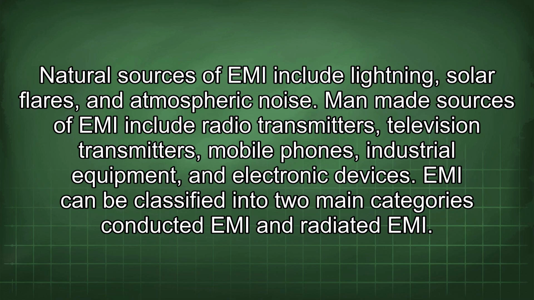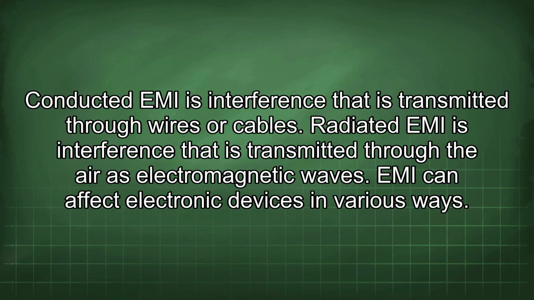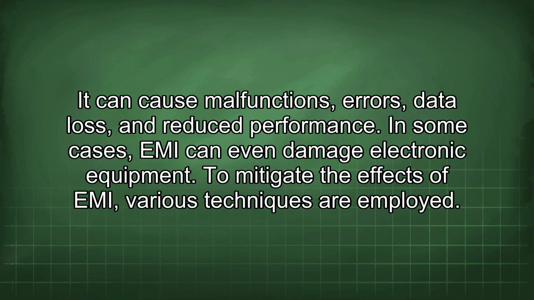EMI can be classified into two main categories: conducted EMI and radiated EMI. Conducted EMI is interference that is transmitted through wires or cables. Radiated EMI is interference that is transmitted through the air as electromagnetic waves. EMI can affect electronic devices in various ways. It can cause malfunctions, errors, data loss, and reduce performance. In some cases, EMI can even damage electronic equipment.